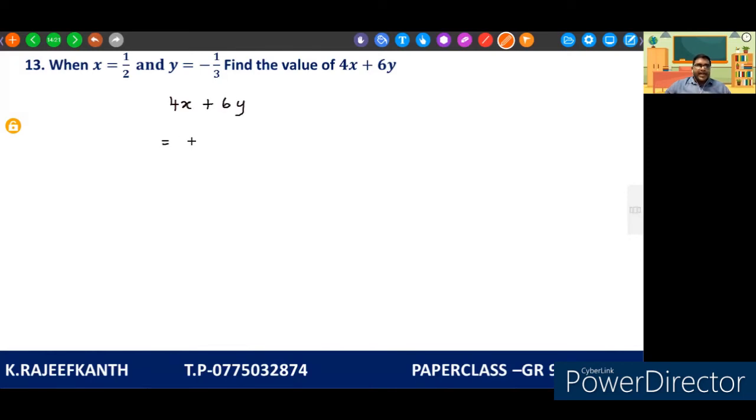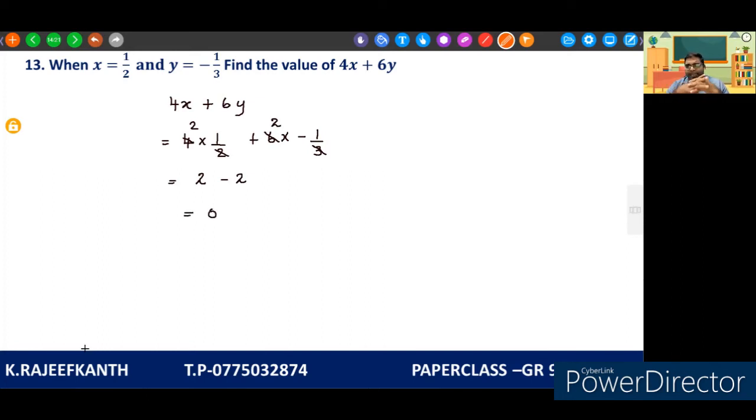Then 4 times x, which is half, plus 6 times y, which is minus 1/3. Here we can divide by 2, then 2 times 1 is 2. Here plus into minus is minus. Here we can divide by 3, then 2 times 1 is 2. Then the answer is 0.